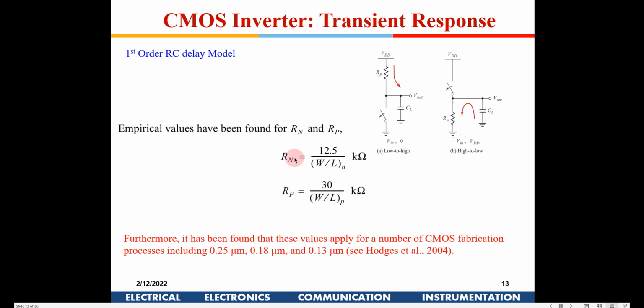PMOS strong means W by L is more as compared to the NMOS. So for all these models, you will have to ensure that the width of the PMOS is kept around 2.5 times. Whatever way you derive it, you will reach the same conclusion, that the width of the PMOS has to be kept at least around 2 to 2.5 times the width of the NMOS, to get a symmetrical rise time and fall time, or symmetrical propagation delay.